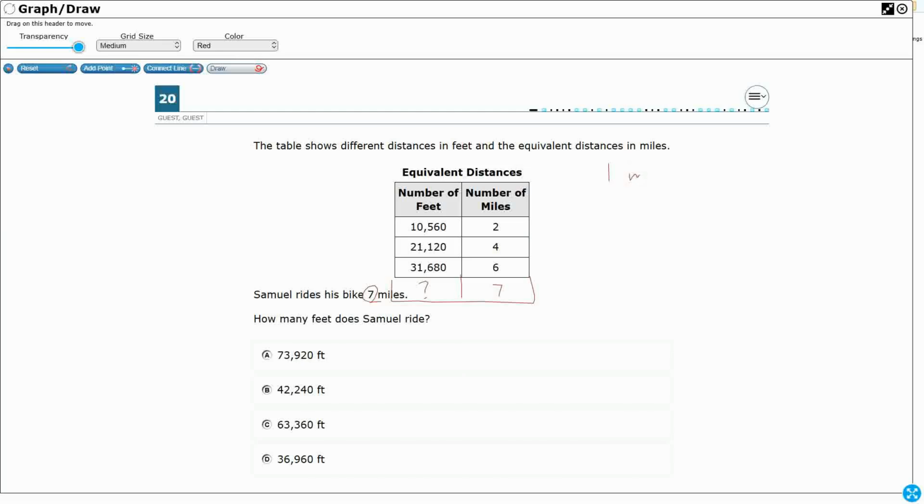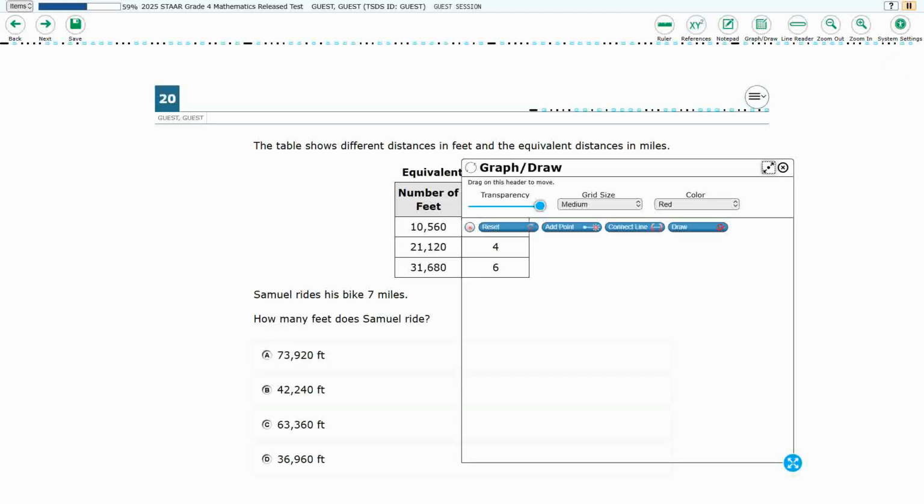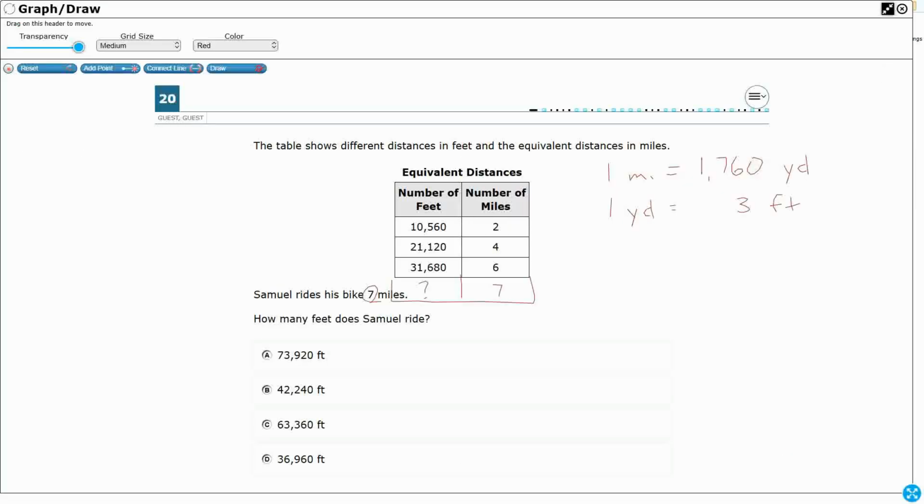So 1 mile equals 1,760 yards, and then 1 yard, it also said equals 3 feet. So I'm going to use these first two measurements. 1 mile equals 1,760 yards, and 1 yard equals 3 feet. So I have to go through that conversion right there to go from miles to feet.